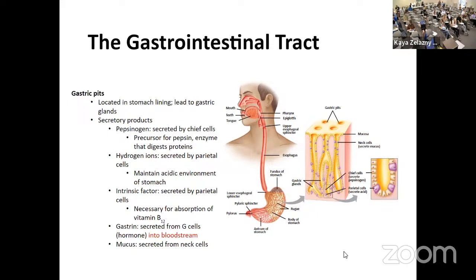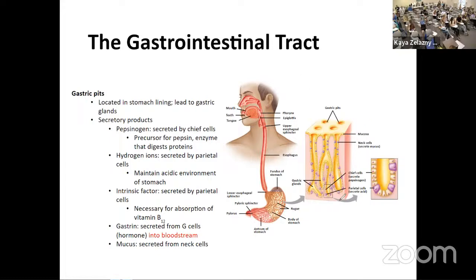Now let's take a look at those gastric pits where we are creating our enzymes and our acids. Okay, so we've zoomed in on the stomach lining. We took, say, a section right here, zooming in. So here's our mucosa, right? And the pit is diving down into the wall of the stomach.